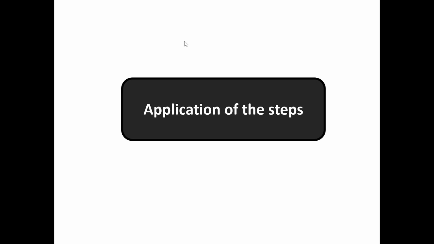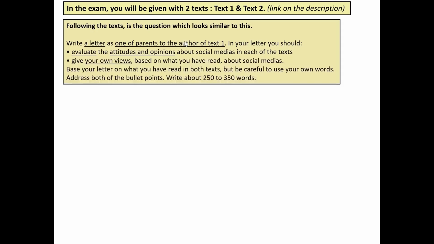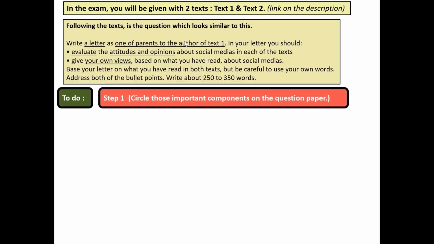Okay, next we have the application of the steps. Previously, I shared a bit of the steps themselves, but I would like to show you the application of the steps for you to be able to see the tangible things. Okay, so here. Again, step number 1, circle the important components on the question paper. Instead of circling, I underlined the components right here. I underlined the letter, one of the parents, the author of the text, and so on and so forth.